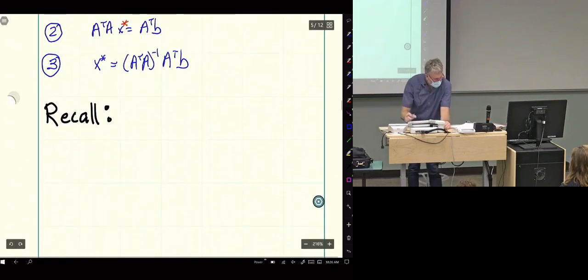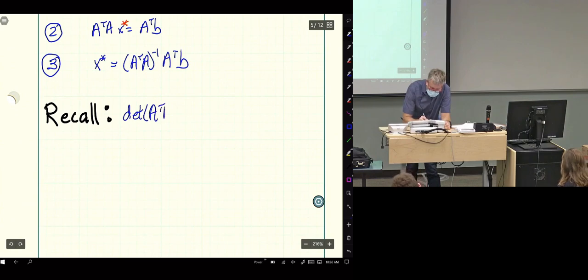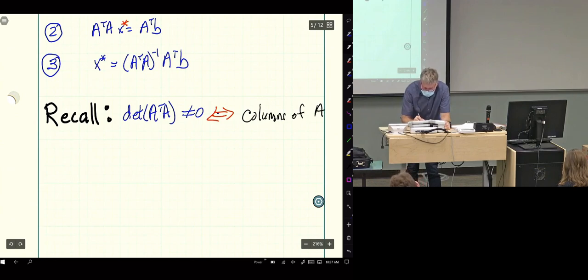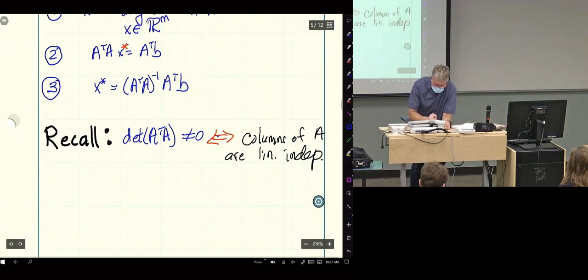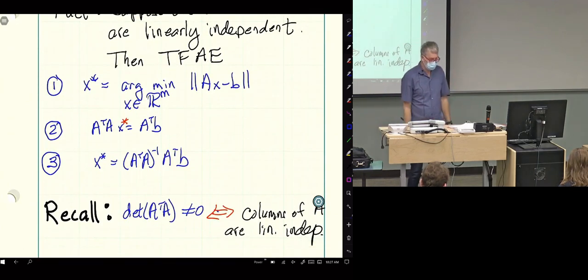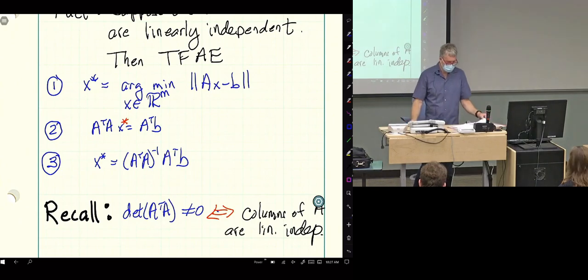So recall, determinant of A transpose A not equal to 0 if and only if columns of A are linearly independent. Okay. So it's turning out very, very useful to have this notion of linear independence. It just kind of helps you state hypotheses and then understand what's going on.